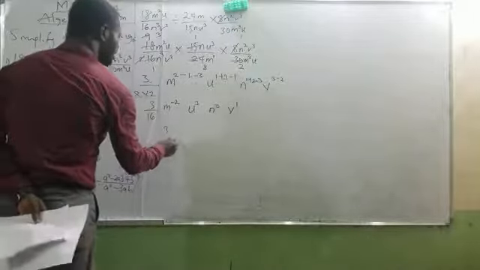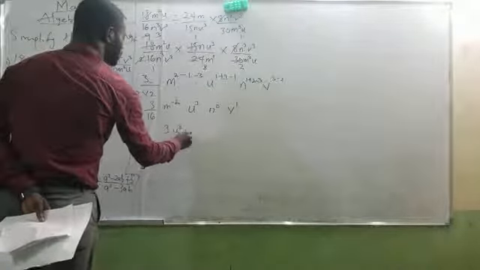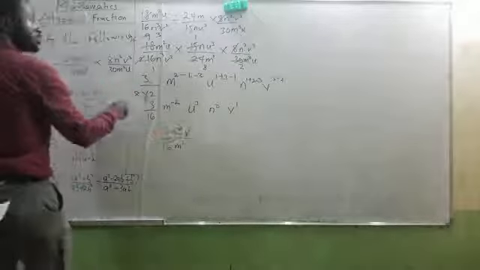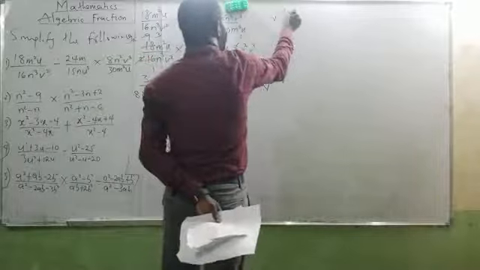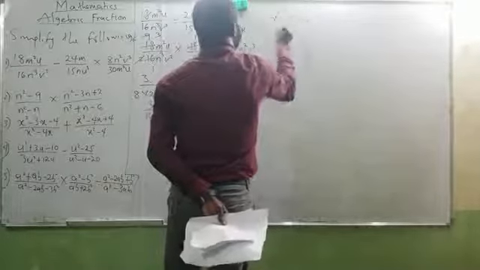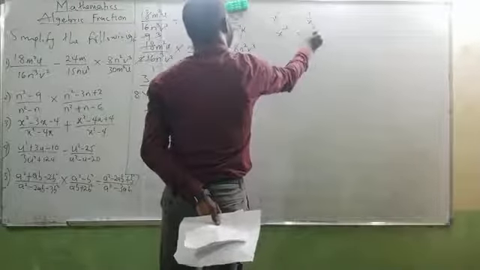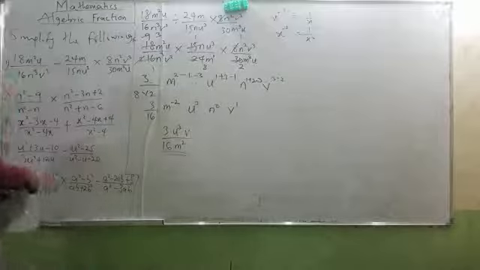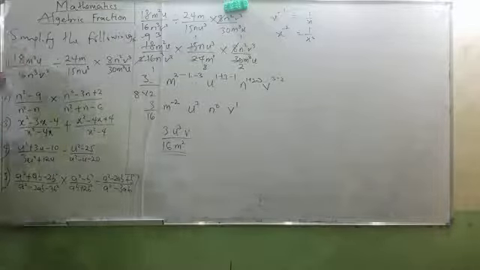Now my final answer will be 3u cubed v divided by 16m squared, because we were told that any number x raised to power minus 1 is 1 all over x. x raised to power minus 2 is 1 all over x squared. Take note of that. Is there anything we can do to it? No. That is our final answer.